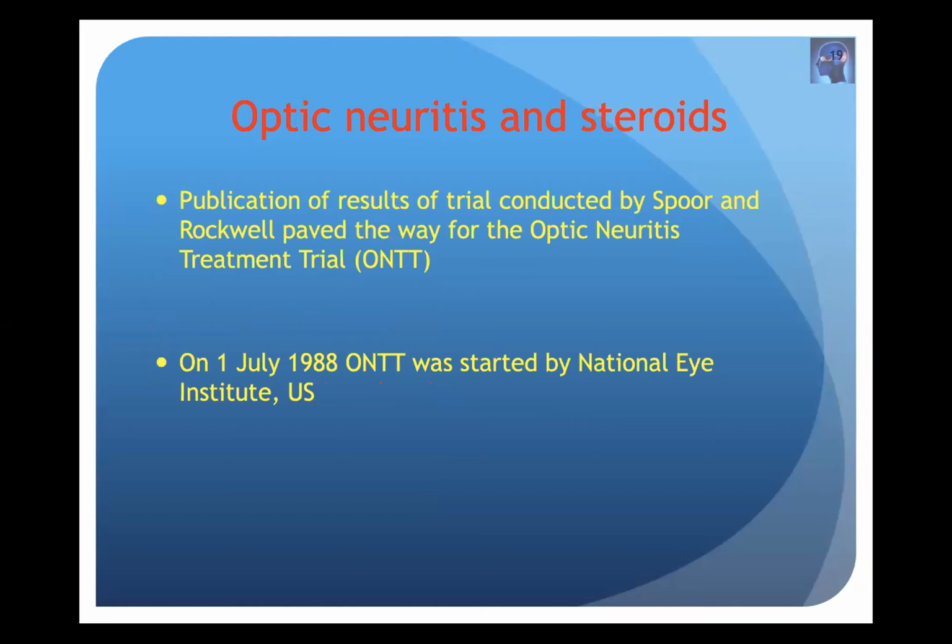Publication of the results of the trial conducted by Spoor and Rockwell paved the way for the Optic Neuritis Treatment Trial. On 1st July 1988, ONTT was started by the National Institute, US. ONTT is one of the landmark studies in ophthalmology, and results of this study provided universal guidelines to treat and prognosticate optic neuritis. I will narrate this study in the next few slides and present the results in some detail.